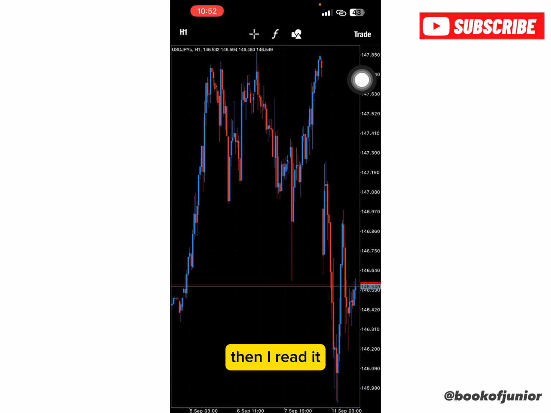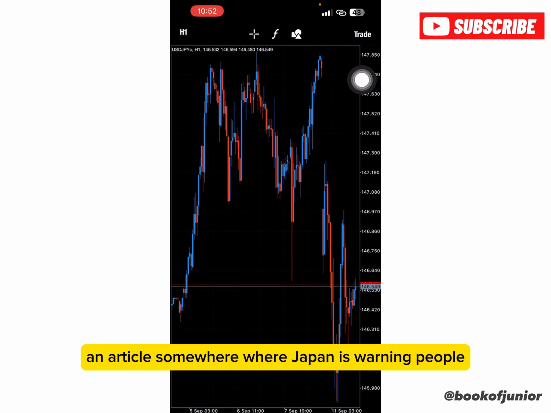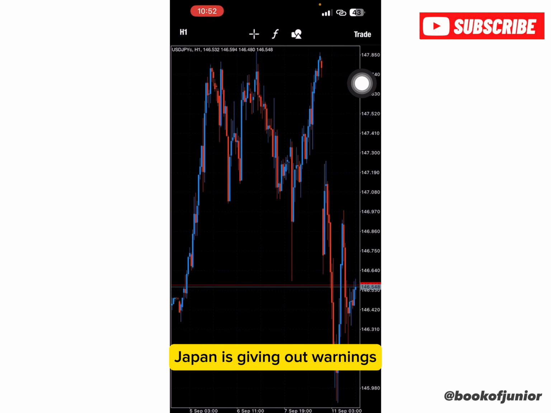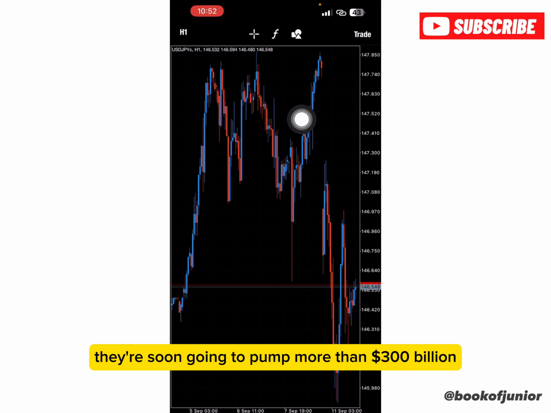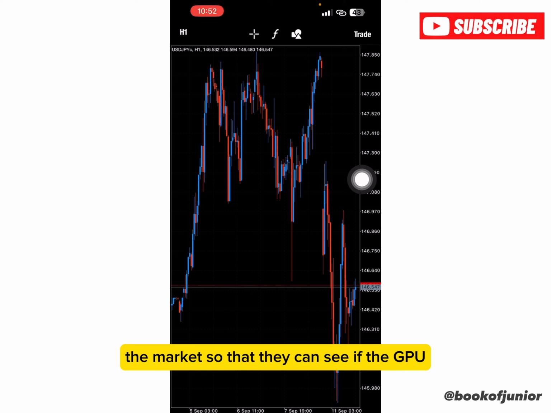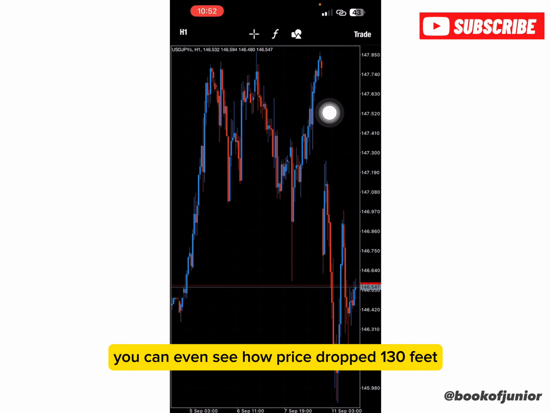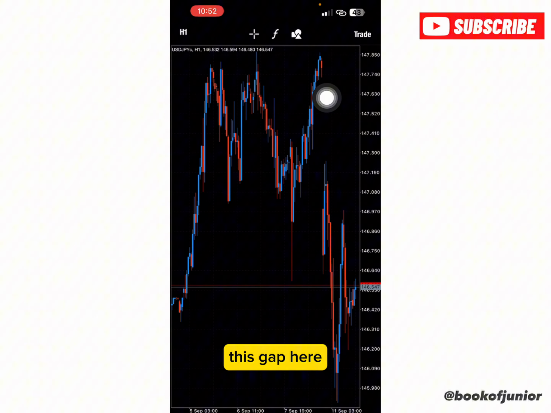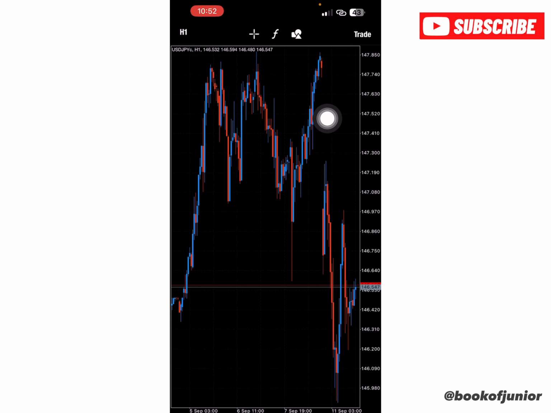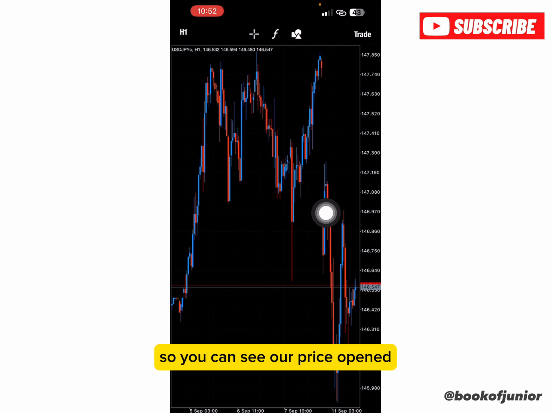Then I read an article somewhere where Japan is warning people. Japan is giving out warnings. They're soon going to pump more than $300 billion into the market so that they can see if the JPY can recover. You can even see how price dropped 130 pips from here to here, this gap here, when the market opened today in the midnight.